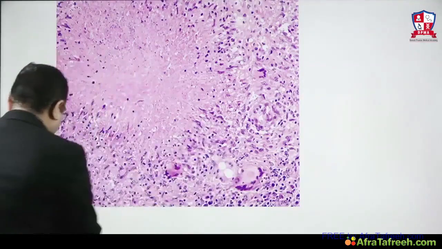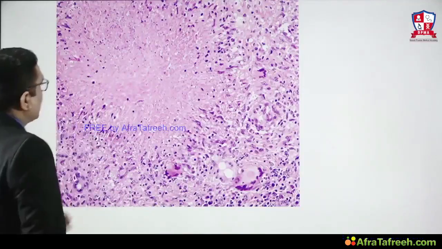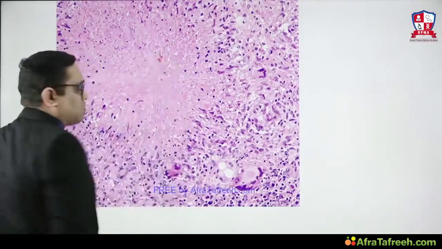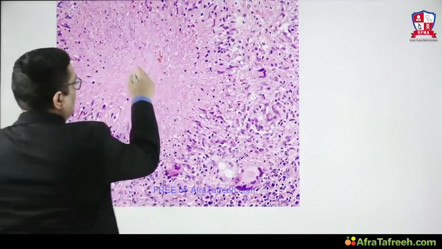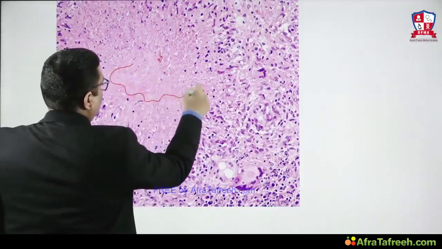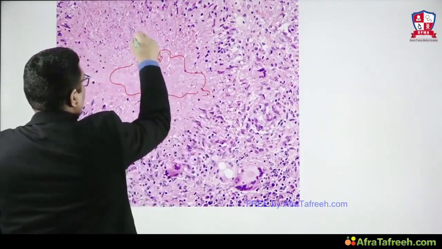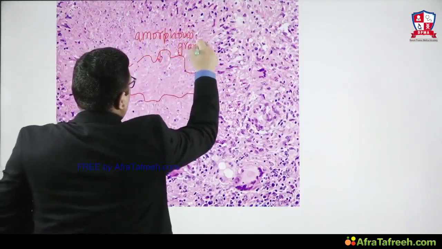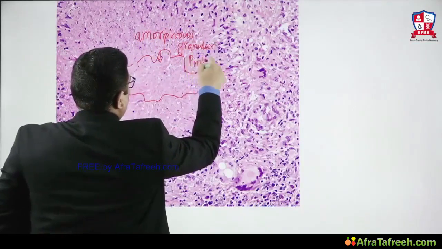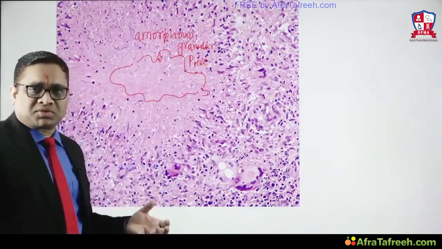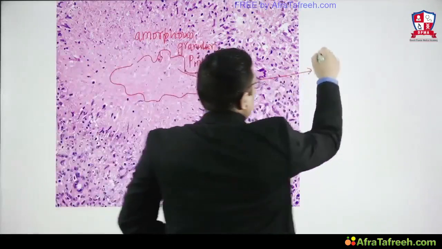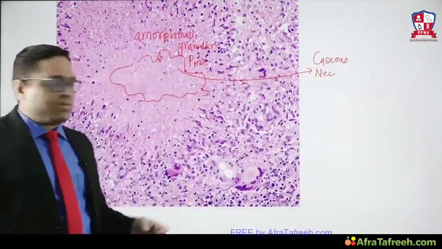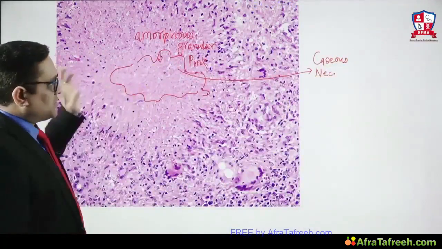When the image is given in front of us, we have to look at the 5 areas: the 4 corners and the center. When you look at the center, you notice in this area that I am marking, an amorphous granular pink area. An amorphous granular pink area is suggestive of caseous necrosis, right? That's what we have learned. Without any nuclei, this is the area where we are looking at caseous necrosis in the center.